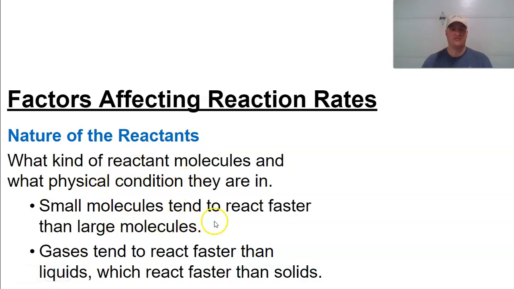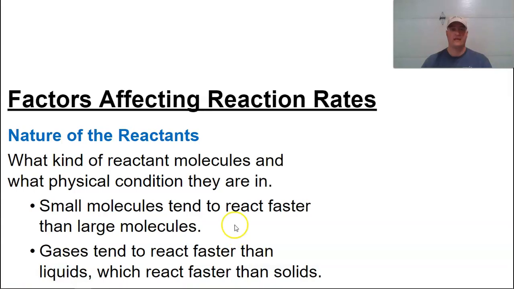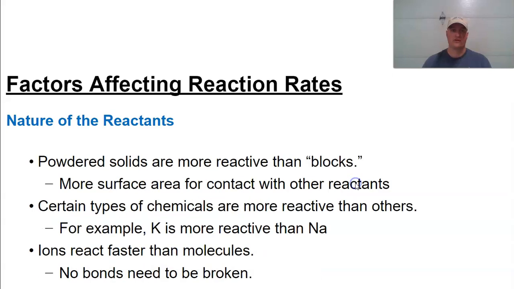Smaller molecules tend to react faster than larger ones due to the fact that they have simpler areas to which they can react. Gases tend to react faster than liquids, which react faster than solids. A lot of this has to do with particle size. And keep in mind there are some molecules or elements that are more reactive than others, based upon periodic trends and ionization energies and so forth.